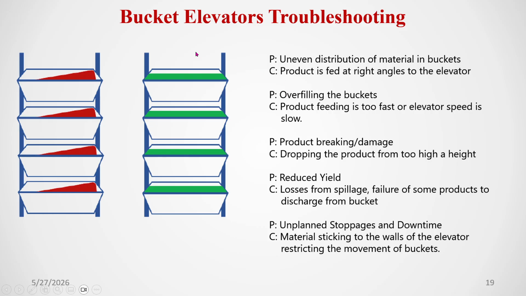There are also some problems, and troubleshooting of the bucket elevator. Uneven distribution of material in the bucket: if you are using a belt conveyor, continuous flow is possible, but here, as it is a bucket, the flow will be intermittent. And there may be overfilling of the bucket when the material is pouring.